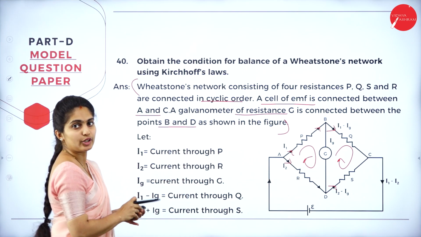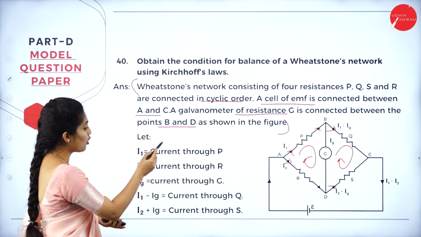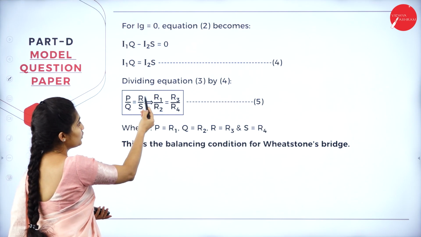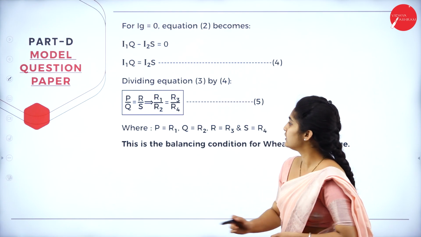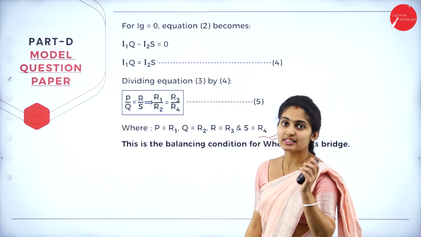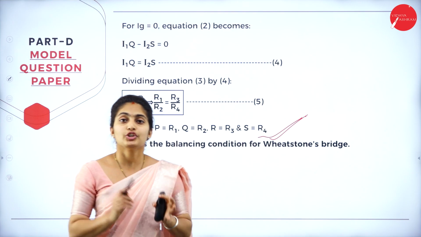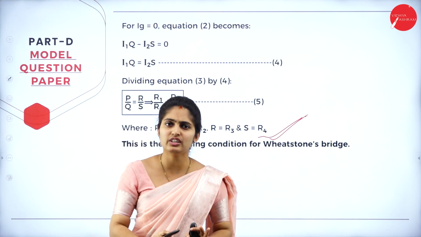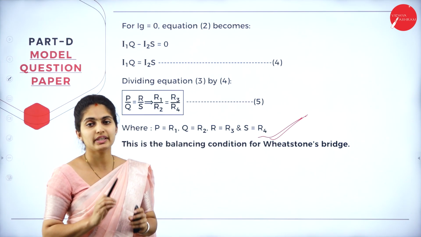Then you step into Kirchhoff's current law and Kirchhoff's voltage law. By applying those two laws, you will have to solve it. And finally you will end up with P/Q = R/S, which is the balancing condition, keeping IG equal to 0. So this is also very much important. Please remember the arrow marks are a must. Without the arrow marks or without the diagram, though you write the full thing correctly, it won't be valued or the marks won't be given.